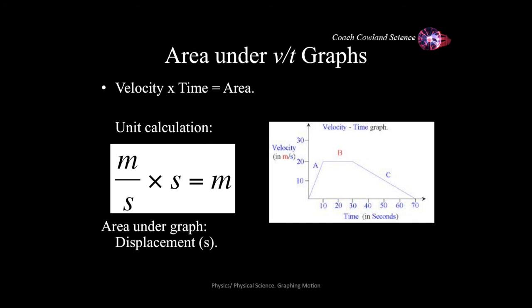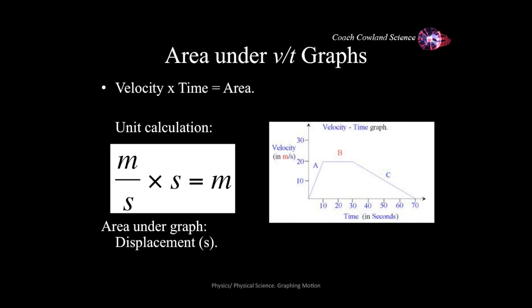Okay, did you have a think about it? Did you get it? The area under the graph. What does the area under the graph give you? Well, if you look at the units, the y-axis is meters per second and the x-axis is seconds. If you multiply the units together, what do you get? You get meters. Meters is a measure of length, and length in this case would give you your displacement.